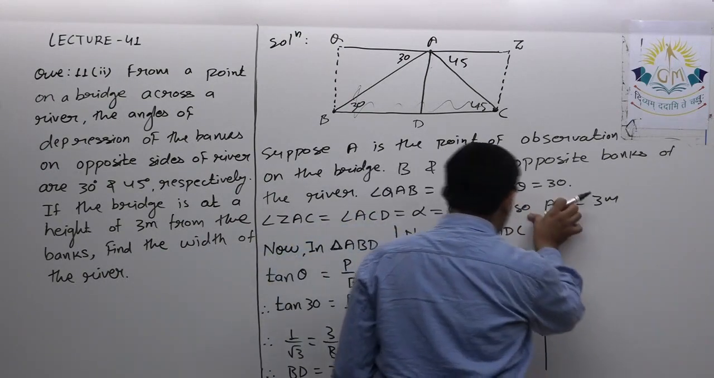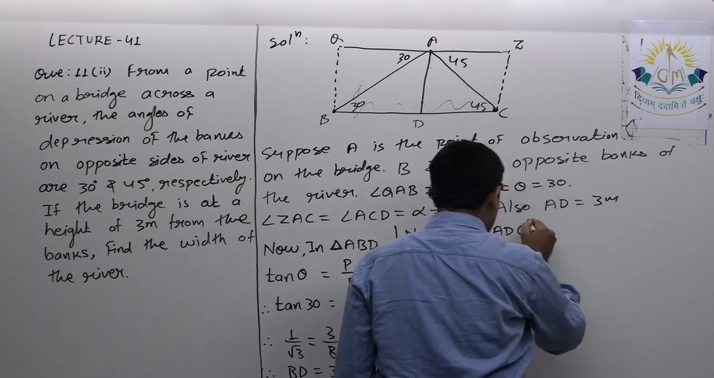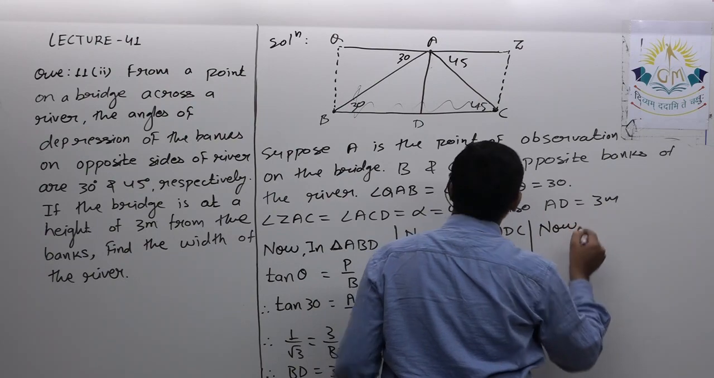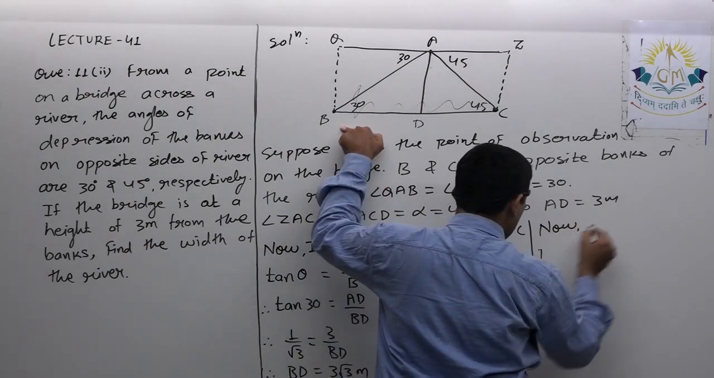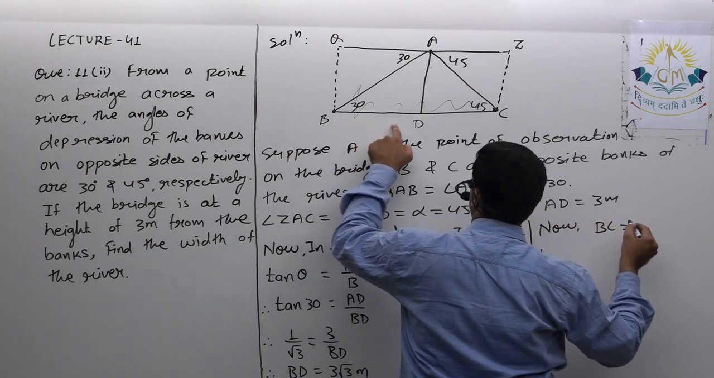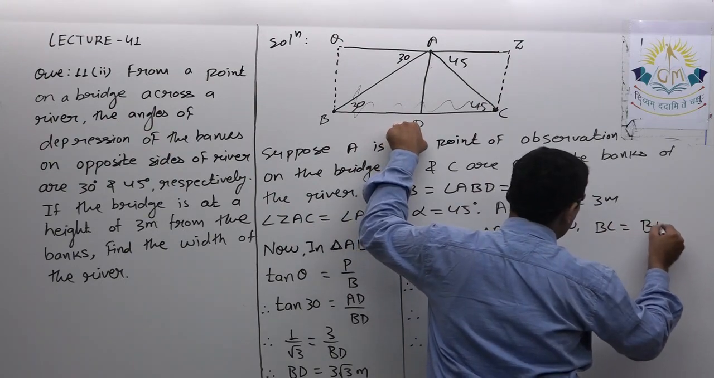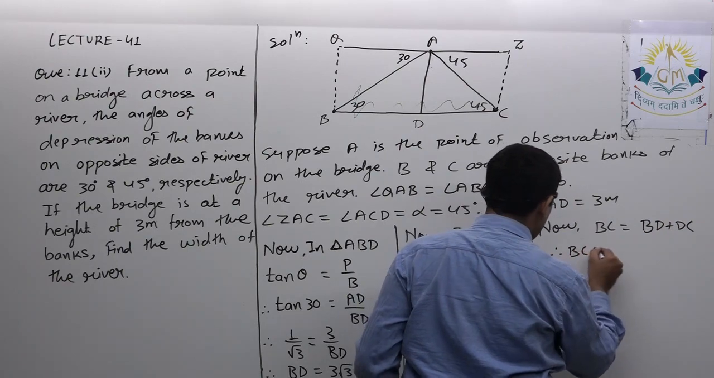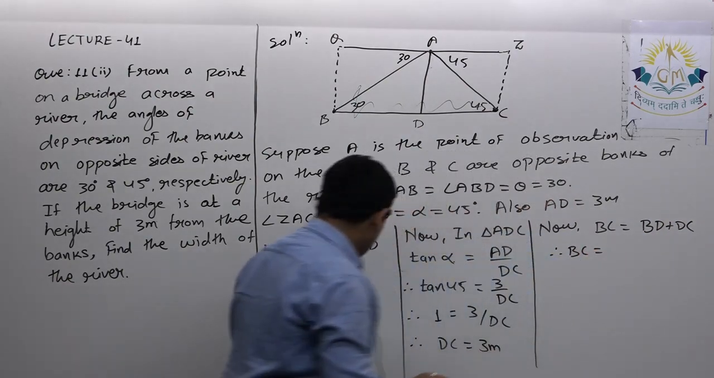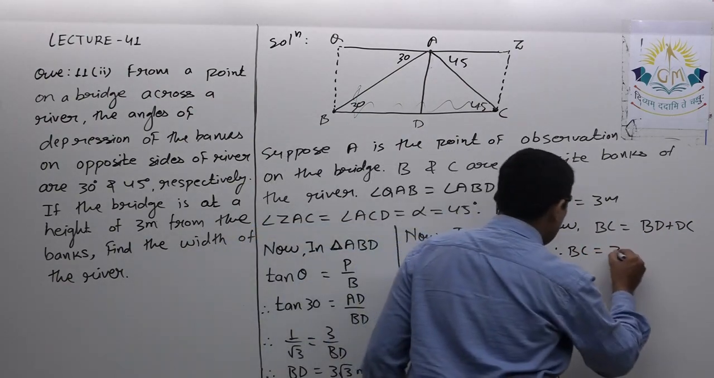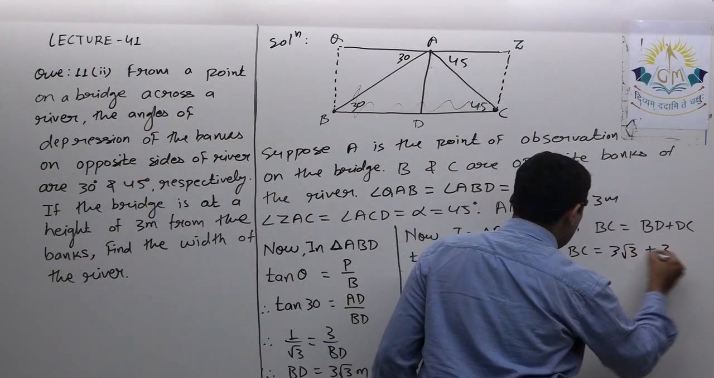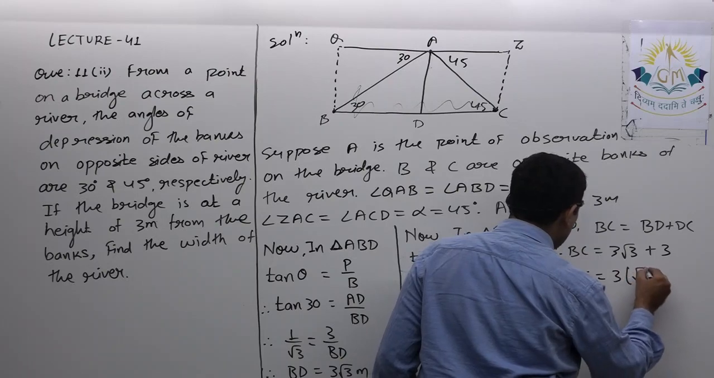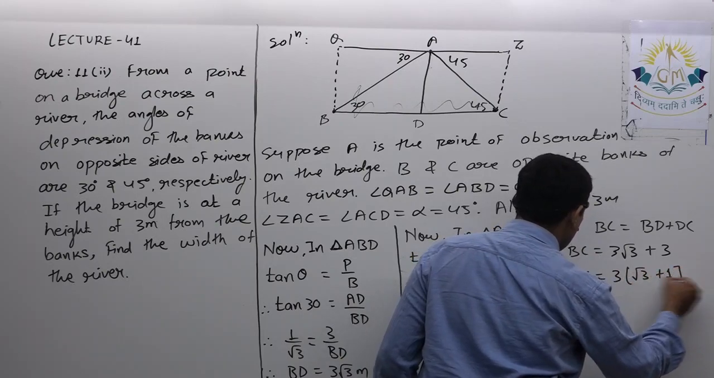Now what I have to find? Width of the river. Now BC is equal to BD plus DC. Therefore BC is equal to, now BD is 3 root 3, we got it, and DC is 3. So I can say BC is equal to, if I take 3 common, 3 times root 3 plus 1.